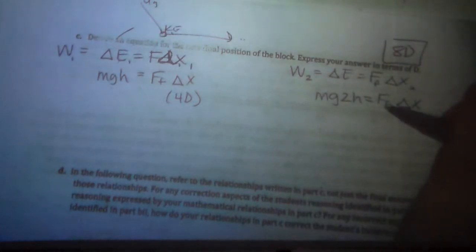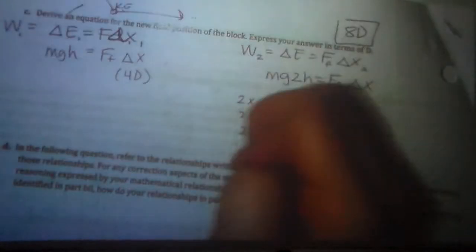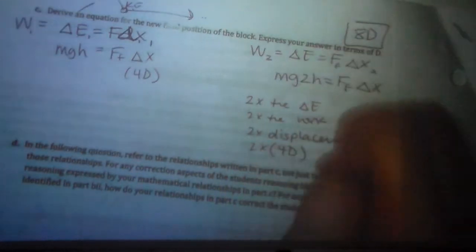Now in the second scenario, right, the energy we lost, delta x2, the energy I lost was actually mg2h. And if I have the exact same friction force, see how this is 2 times the change in energy, which will be 2 times the work, which will be 2 times the displacement. The original displacement was 40, so then that's going to be 80.